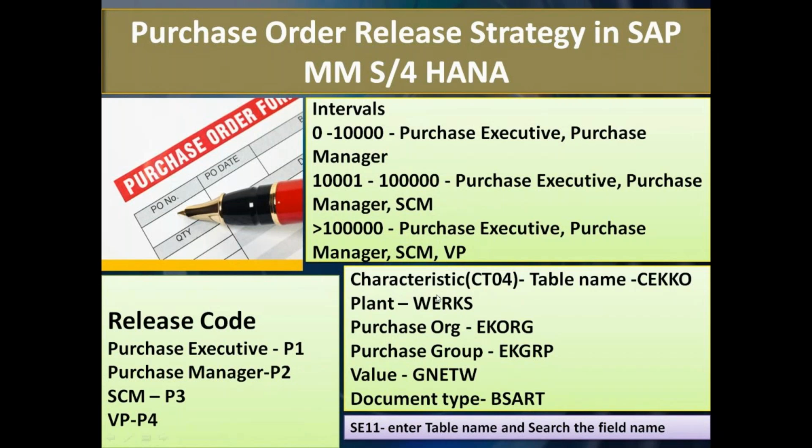And then characteristics. When the purchase executive or purchase manager goes for approval, when they approve the document for this price range, for which plant, for which purchase organization, for which purchasing group, for which document type, each and everything should be mentioned in the approval strategy. Based on that, the release strategy will trigger to the respective approver.